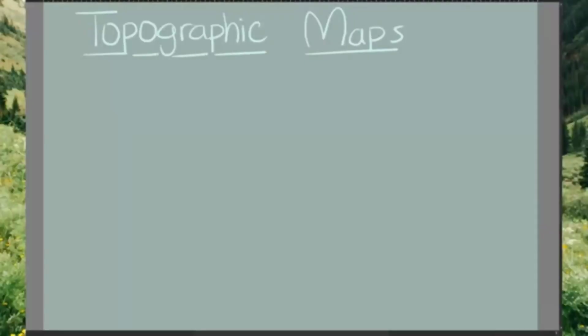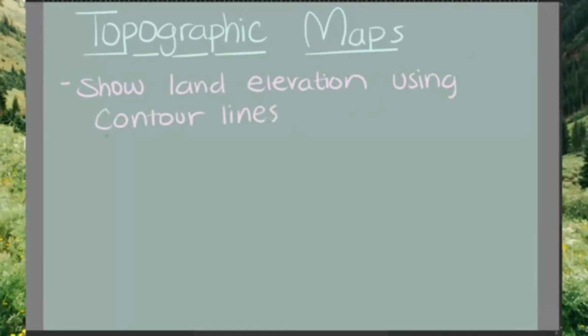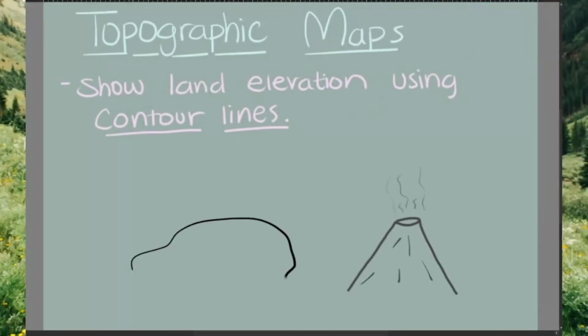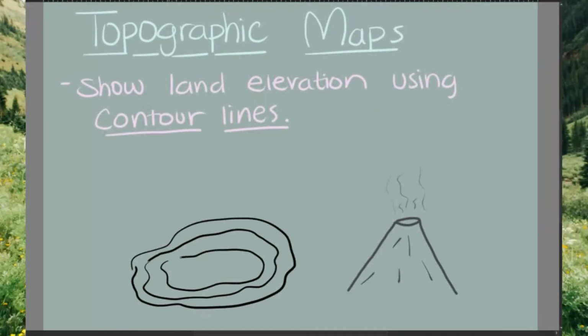The most important feature of topographic maps is that they are used to show land elevation using what's called contour lines. For example, at the bottom here, we could say that we have some type of volcano found somewhere, let's say Hawaii. So even though the picture on the right looks like a volcano that we are used to seeing, the picture on the left is the same volcano, just shown in a different way using topographic maps.